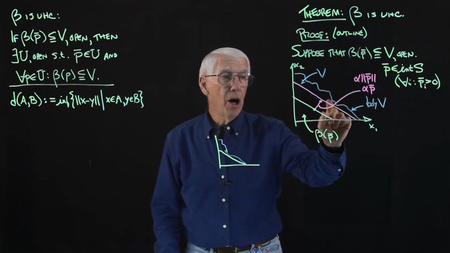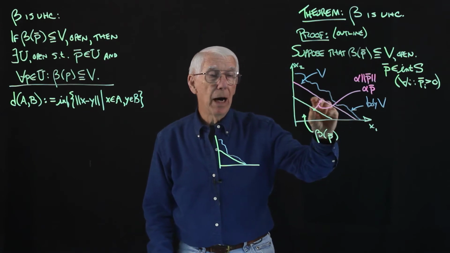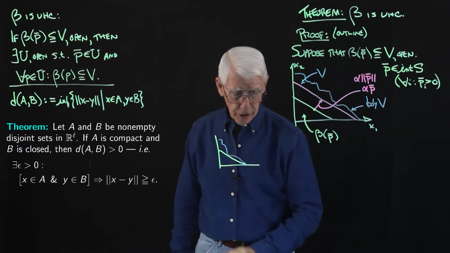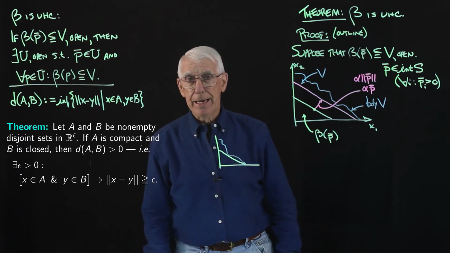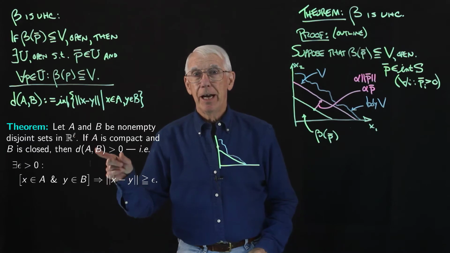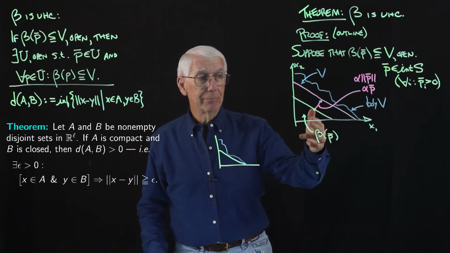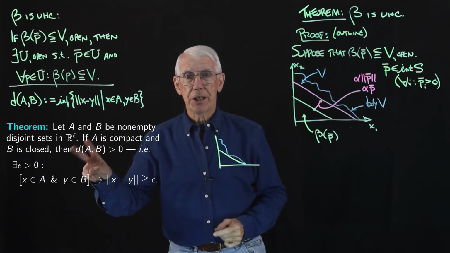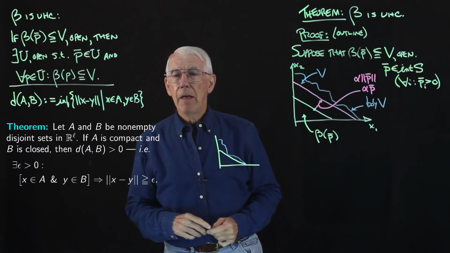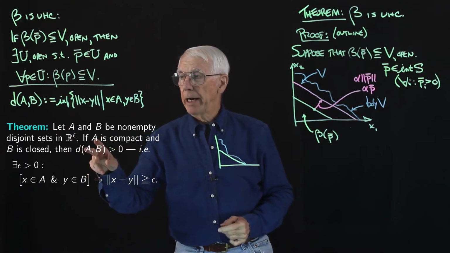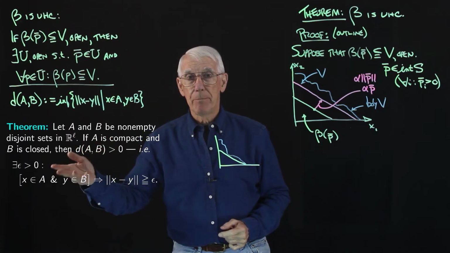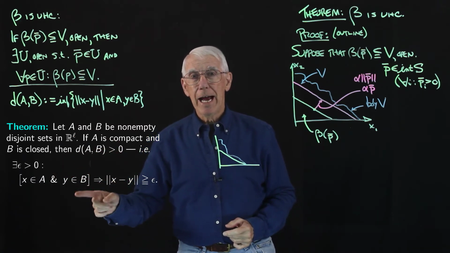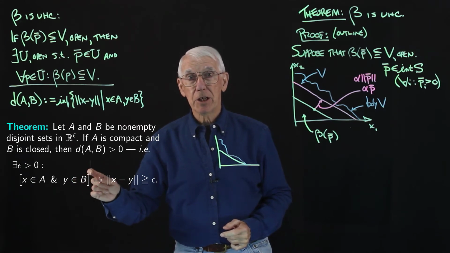And so how do I know that they are separated by some positive amount? And that is from this theorem, which tells us that for any two sets, A and B, that are disjoint, like the boundary of V here and the budget constraint, any two disjoint sets, non-empty of course, that are both closed and where at least one of them is bounded so that it's compact, then the distance between those two sets has to be positive, not zero. It has to be strictly positive.